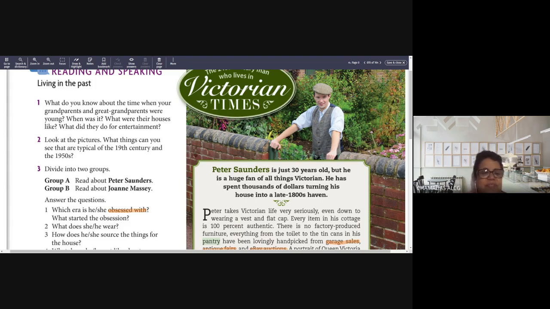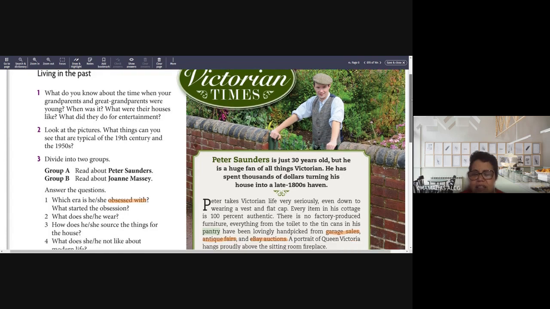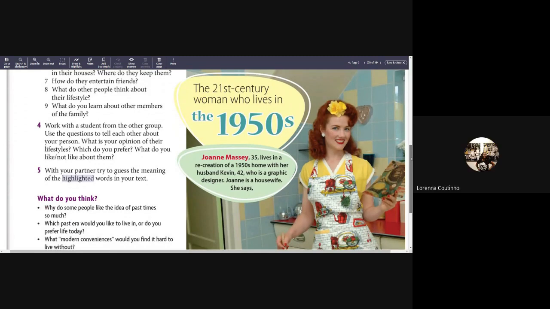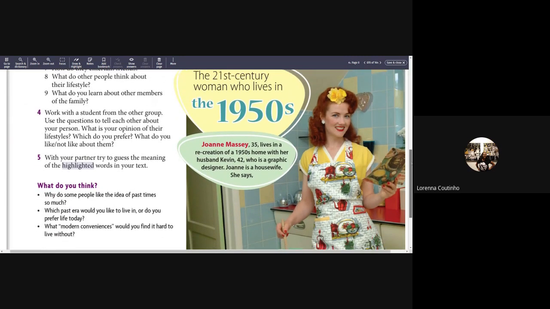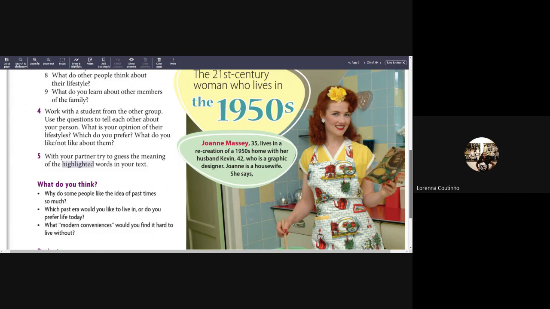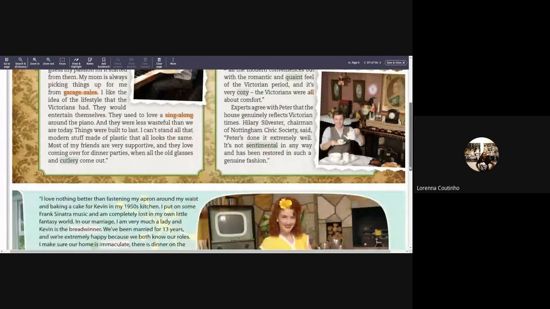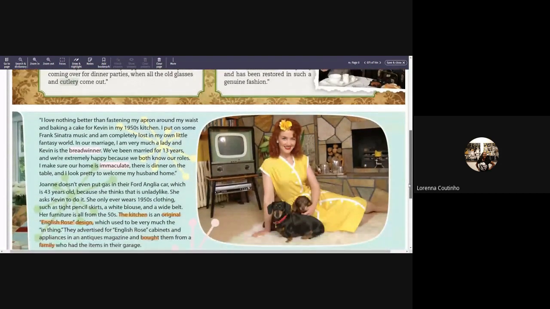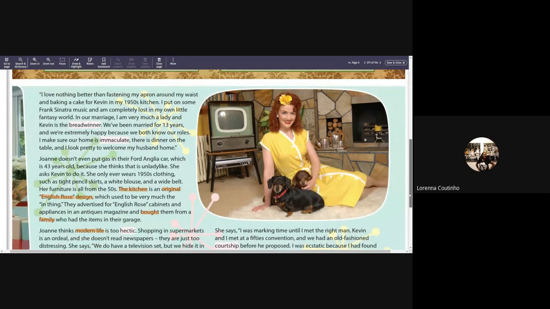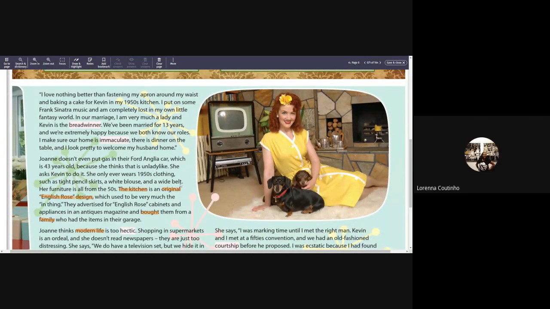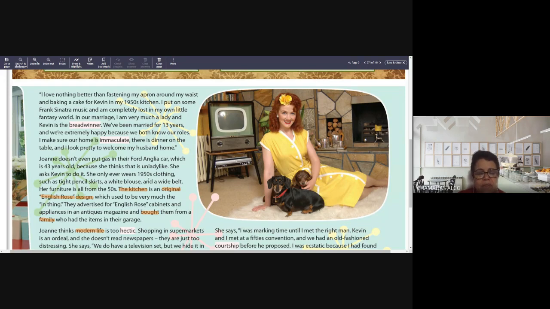Yes, that's true. And what does Joanne wear? She wears pencil skirts. I don't know how I can say clothes in 50s. Yes, tight pencil skirts, white blouse, white belt. Yes, typical from the 50s.